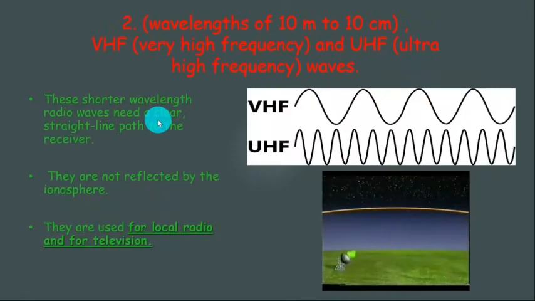The second type: wavelengths of 10 meters to 10 centimeters. What did we call this type? Very high frequency or ultra high frequency waves. These shorter wavelength radio waves need a clear straight line path to the receiver. So they don't diffract, they don't bend around obstacles the same as the first type. They need a clear straight path to pass through. If there is any obstacle in front of them, they cannot pass or bend around it. Okay, this is the first property of this type.